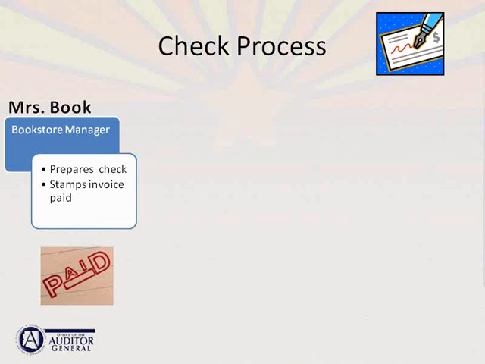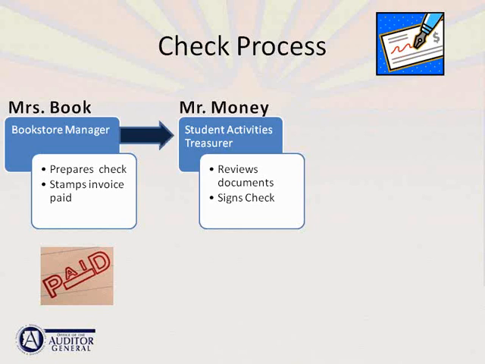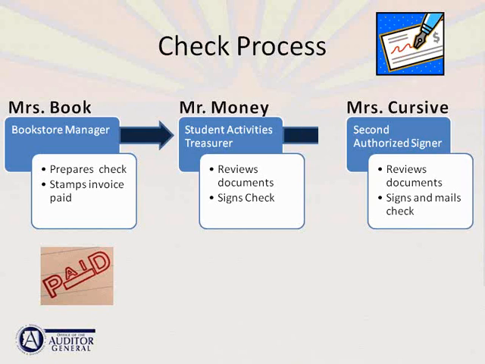Mrs. Book marks the invoice paid and records the check number on the invoice. The supporting documents and checks are then given to Mr. Money. Mr. Money reviews the supporting document and signs the check. Mr. Money passes along the documents and check to the second authorized check signer, Mrs. Cursive. Mrs. Cursive reviews the supporting documents and signs and mails the check to Arizonan.